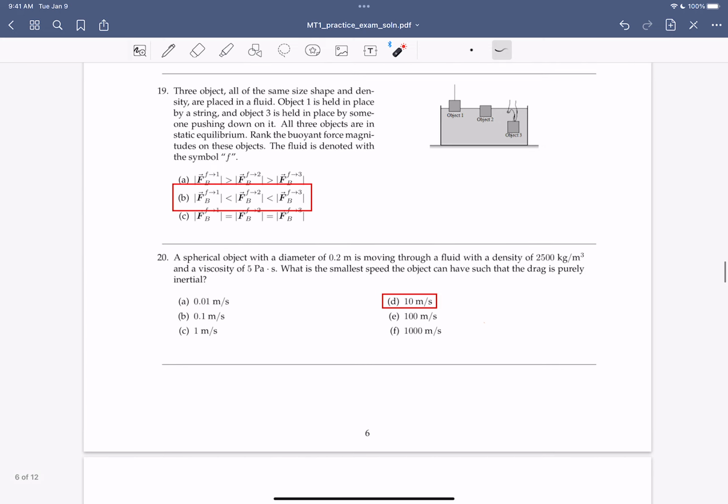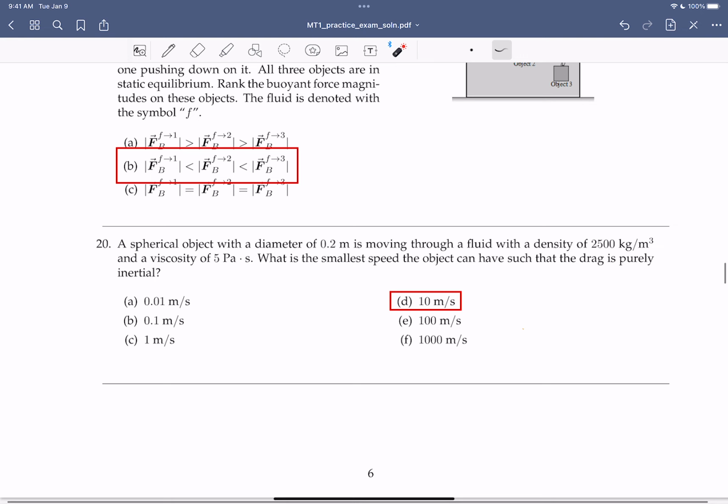20. So this spherical object with a diameter of 0.2 meters is moving through a fluid with a density of 2,500 kilograms per meter cubed and viscosity of 5 Pascal seconds. What is the smallest speed the object can have such that the drag is purely inertial? So inertial drag is when your Reynolds number is at least 1,000. It's 1,000 or greater up until like 10 to the 5th, I think. So the smallest speed would then be when it's just equal to 1,000.